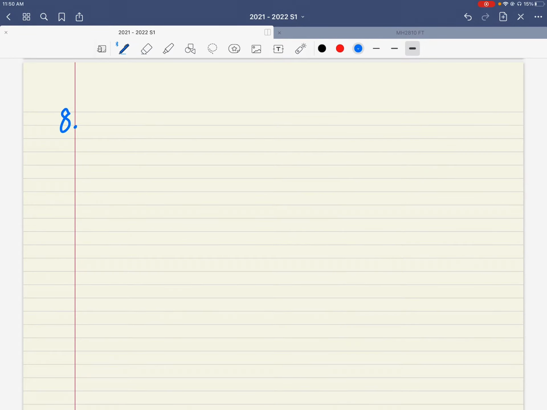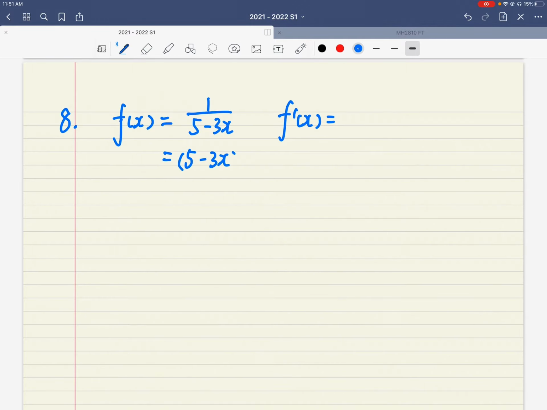Okay, for problem 8, use a definition of derivative to find the first derivative of the following function. So f(x) is 1 over 5 minus 3x. Okay, so if the question didn't ask you to use a definition, when you want to get the derivative, you can just differentiate it using all the methods that we're familiar with, right? For example, here, you're just differentiating (5 minus 3x) to the power of -1.